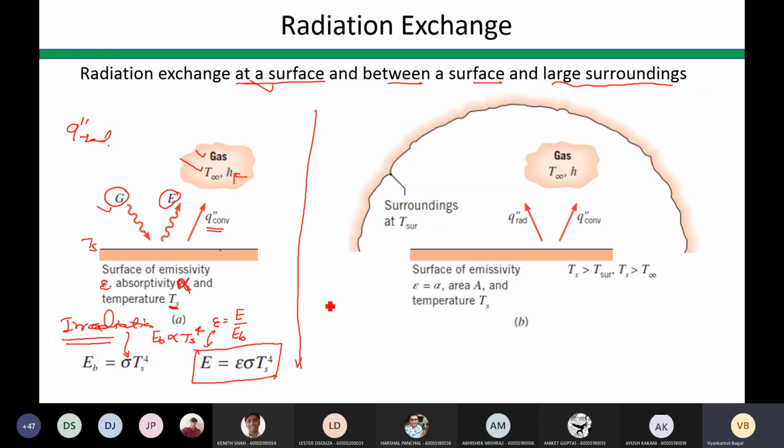Now look at this. The same kind of surface is taken here, a similar plate having the temperature Ts, but this time this plate is surrounded by a large surrounding like this. This surrounding means whatever energy comes out from this surface is intercepted or confined by this surrounding. And within this surrounding, there is a gas which is at temperature T infinity, and the heat transfer coefficient h is also mentioned. You understood the difference between these two?